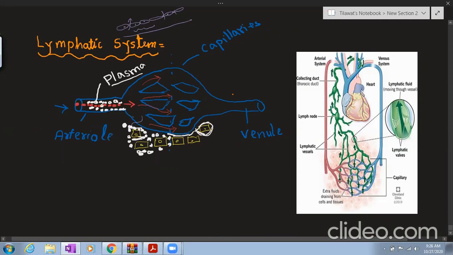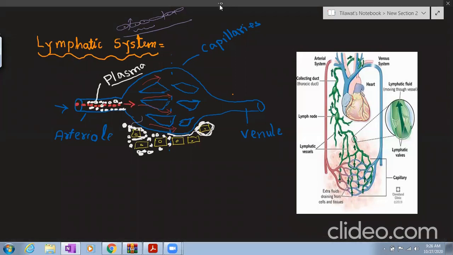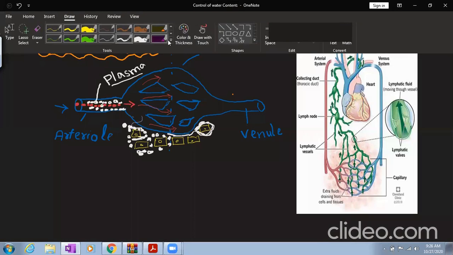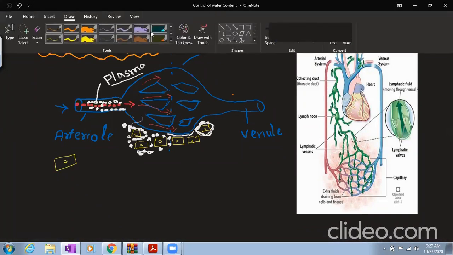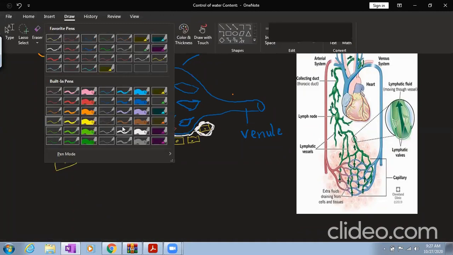Now, this plasma, as I told you, contains gases, especially in this case oxygen gas. So now, let's suppose this is your cell. Okay, this is your cell, and this cell is covered by that plasma portion of blood.